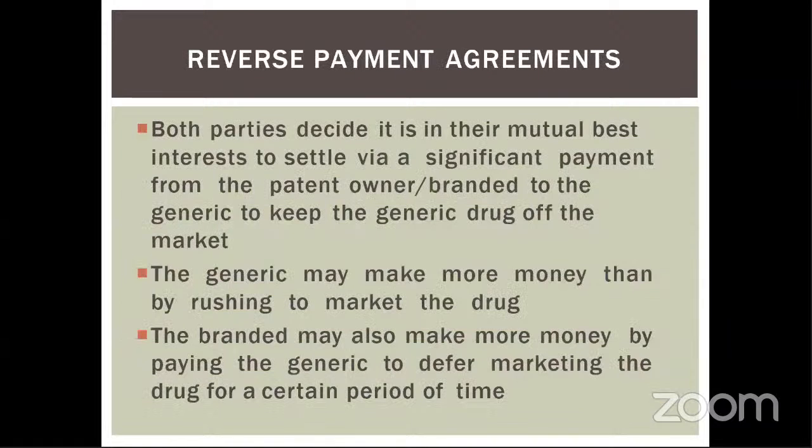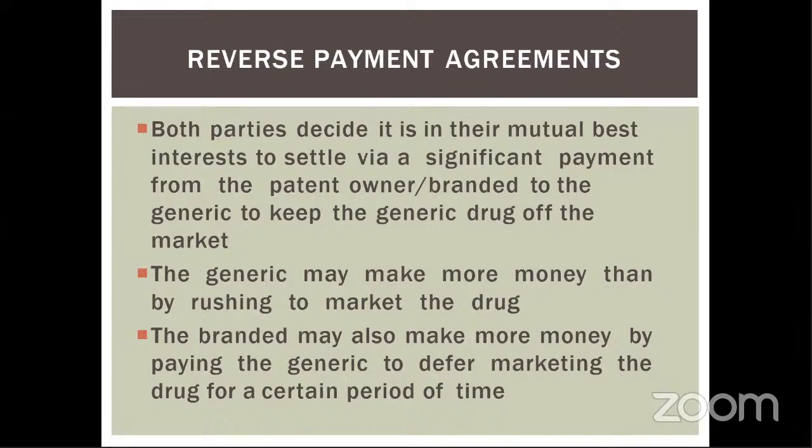What is the meaning of reverse payment agreement? This is the first point. Both parties decide it is in their mutual best interest to settle via a significant payment from the patent owner or branded to the generic to keep the generic drug off the market. The generic may make more money than by rushing to market the drug. The branded may also make more money by paying the generic to defer marketing the drug for a certain period of time. This is important: for a certain period of time, it will not be life long.